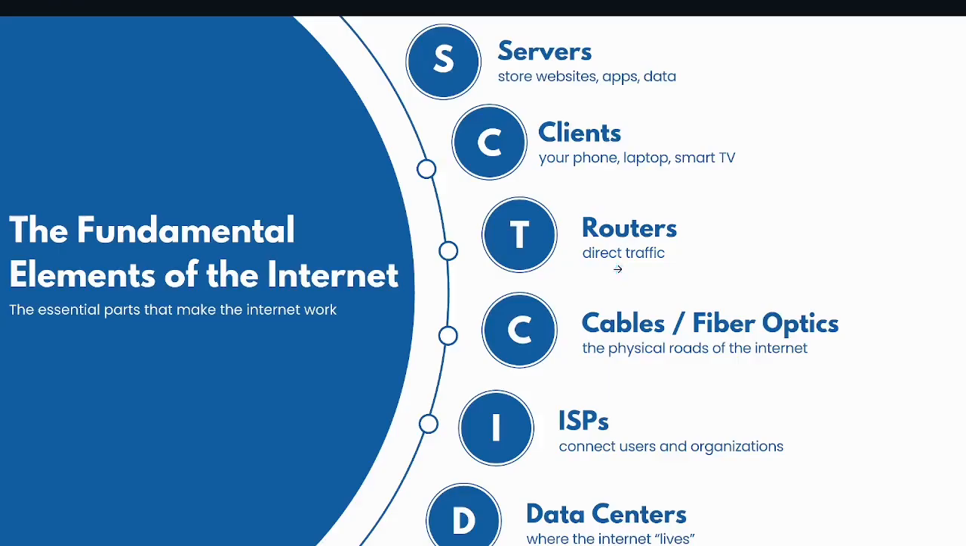And the last one here is the data centers. The data center is where the internet data lives, right? Anything data, that's where it lives. Each building is filled with thousands of servers, cooling systems, and security. This is where websites, apps, files, and cloud services are actually stored and processed. So the data center is where everything is stored.